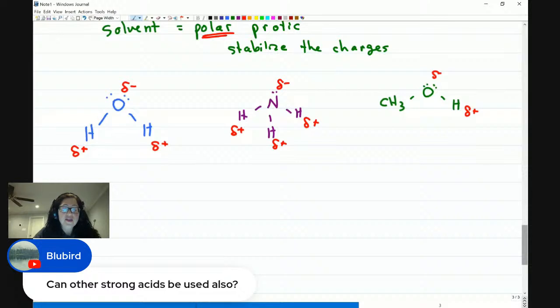Can other strong acids be used also? Yes, any strong acid is going to work here. And typically you're given H2SO4, but you may see HCl, HNO3, what else have I seen? H3PO4. Anything that looks like a strong acid is probably reacting the same way.